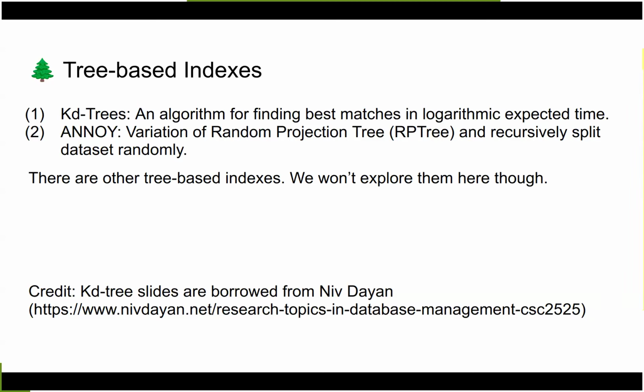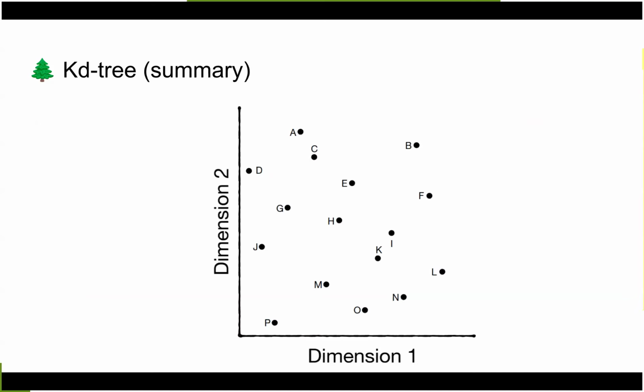Annoy is a paper from 2020, relatively new. It's a variation of a specific kind of tree, the RP tree, and it basically recursively splits the dataset randomly. It's an interesting approach, but again, it's not a very fast approach. There are other tree-based indexes, but for the lack of time, we won't explore them that much. But to give you an intuition, what is a KD tree?